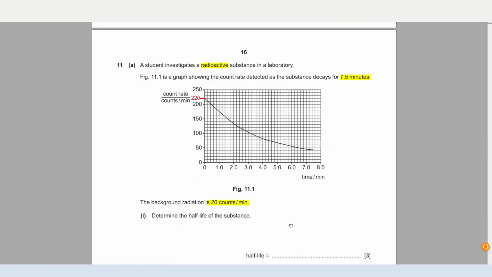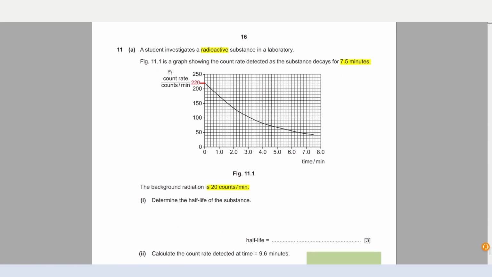Question number 11, and which is the last question of this paper. A part says a student investigates a radioactive substance in a laboratory. Figure 11.1 is a graph showing the count rate detected as the substance decays for 7.5 minutes. The background radiation is 20 counts per minute. Part 1 says determine the half-life of the substance.